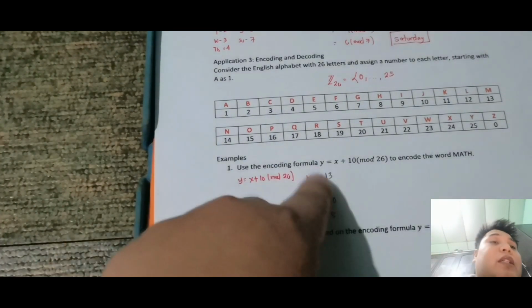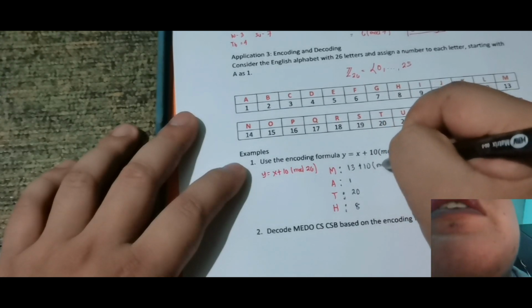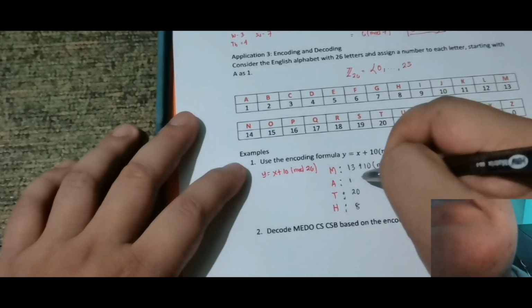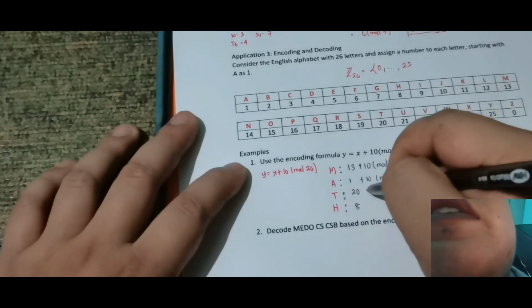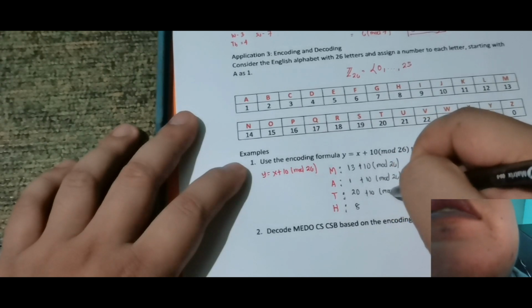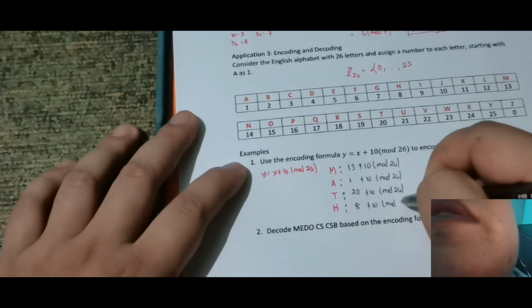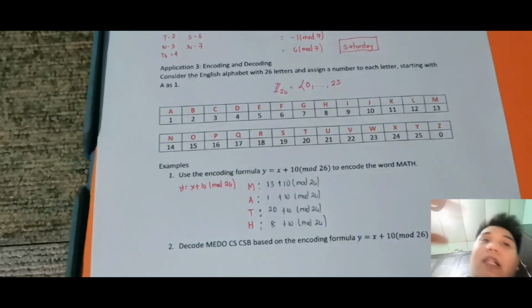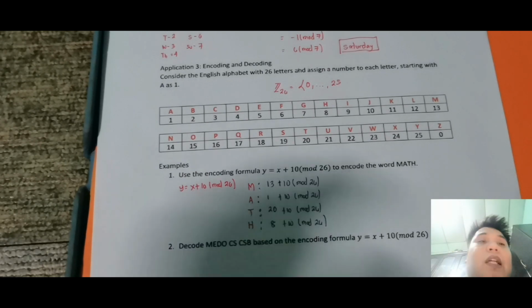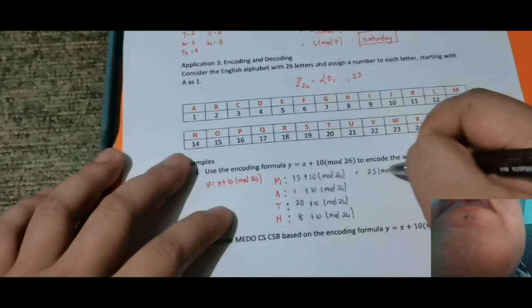Okay, so this is 13 plus 10 mod 26. Dinuktong ko na lang, this is plus 10 mod 26 for each. So 13 plus 10 modulo 26. Since less than naman siya sa n natin, ito yung idea guys: pag less than naman siya dun sa n natin, ang sagot na lang is just n. So ang sagot dito is just 23 mod 26.